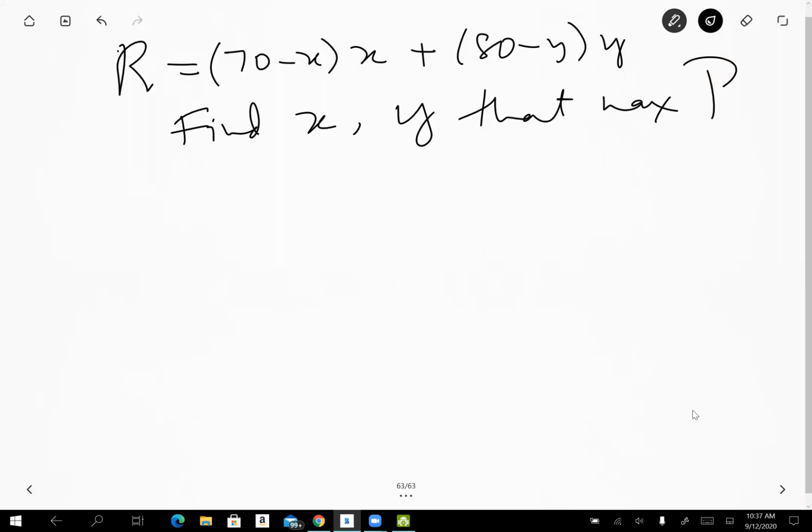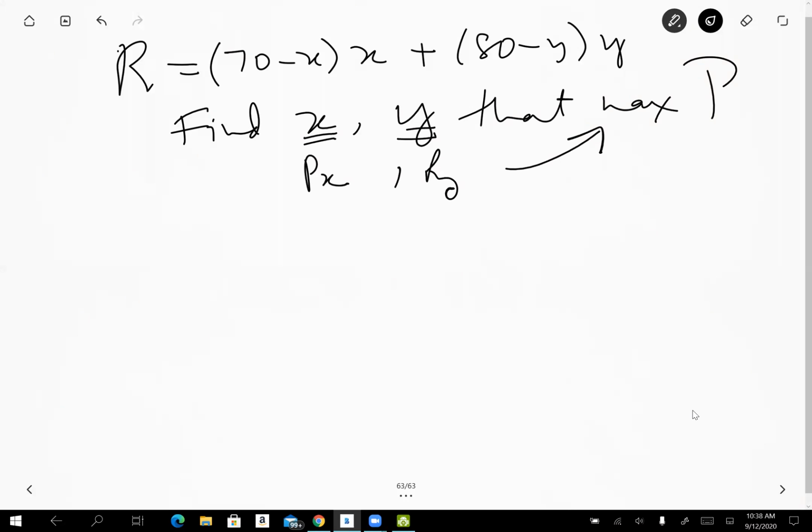You don't want to find px, py that maximize profit. So that function is not what you want. You will want to have what? P as a function of x, because you need to find x and y. Okay, so you have to rewrite.